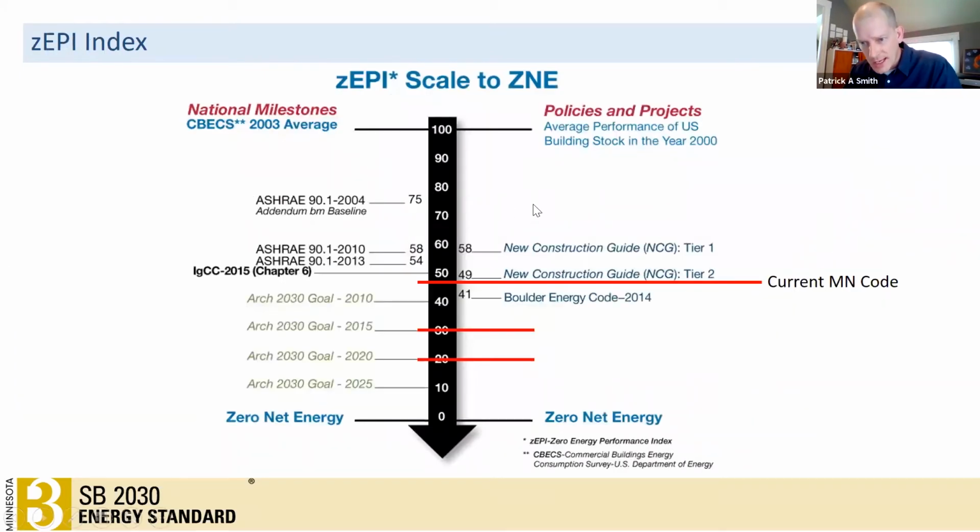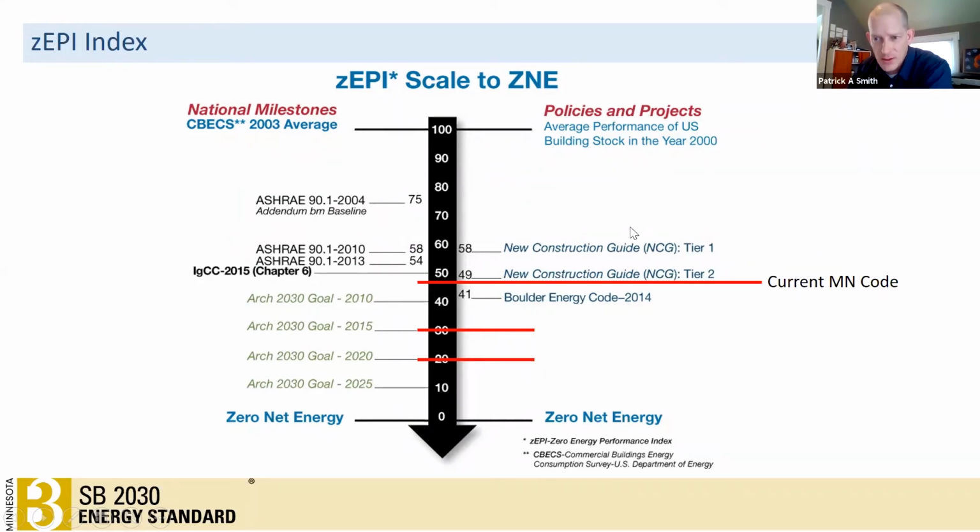Just a note here on where code is in relation to this. I mentioned that the 2003 average building is the baseline; we are looking at an 80% reduction from the 2003 average building. We are not looking at an 80% reduction from current code. Current code is somewhere in the 47, 48, 49 range in this ZEPI index, where 100 is that 2003 average building. We're about halfway to zero from there with current code. We are still seeing a non-trivial reduction from there to where we are with SB 2030.